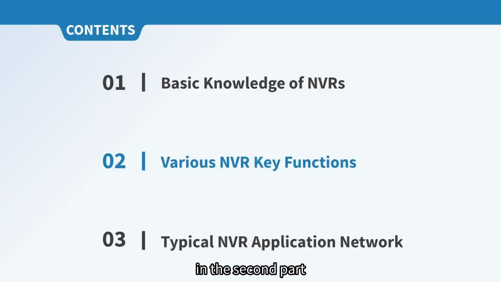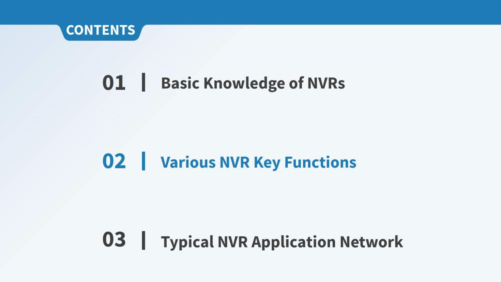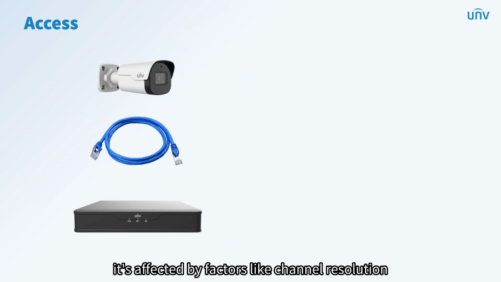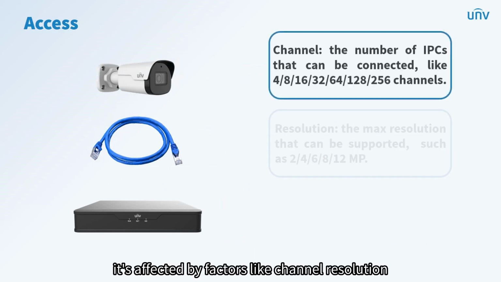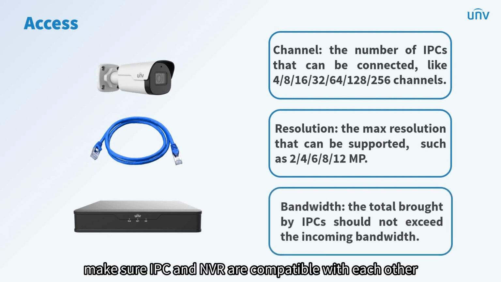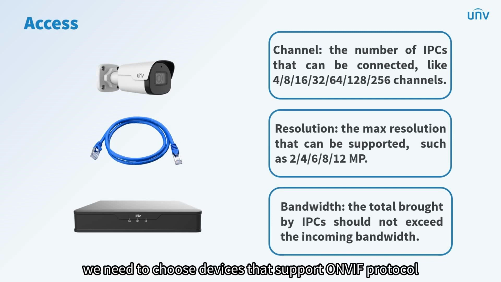In the second part, we're going to talk about various NVR key functions. Let's start with access. It's affected by factors like channel, resolution, and incoming bandwidth. Before access, make sure IPC and NVR are compatible with each other. Products of the same brand are preferred. If not the same brand, we need to choose devices that support ONVIF protocol.